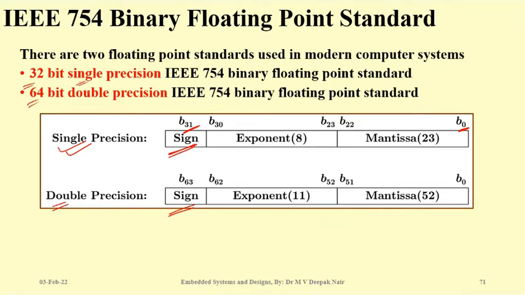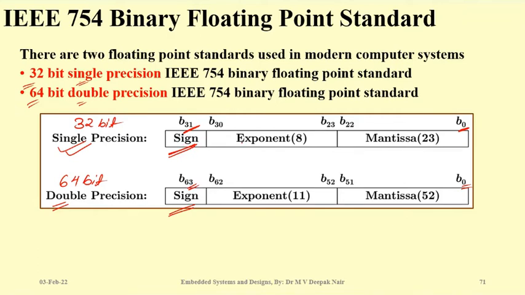Okay, so basically there are 2 systems, 32-bit and 64-bit. The 32-bit system is called single precision, 64-bit is known as double precision. In both cases, 1 bit is dedicated for sign. In single precision, it is a 32-bit system, so you have bit 0 to bit 31. Double precision is 64-bit, right? So you have B0 to B63. Done. 1 bit is gone for the sign.